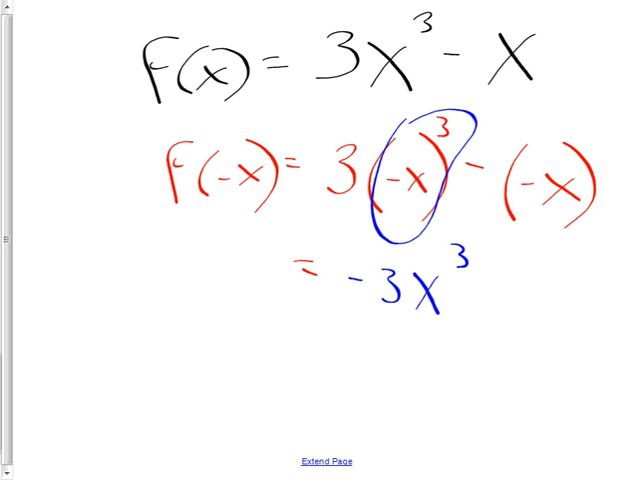How many of you had that one right? Awesome. Most of you. And those negatives make it positive x. There we go. How many of you had that right? Okay, that's almost everybody.